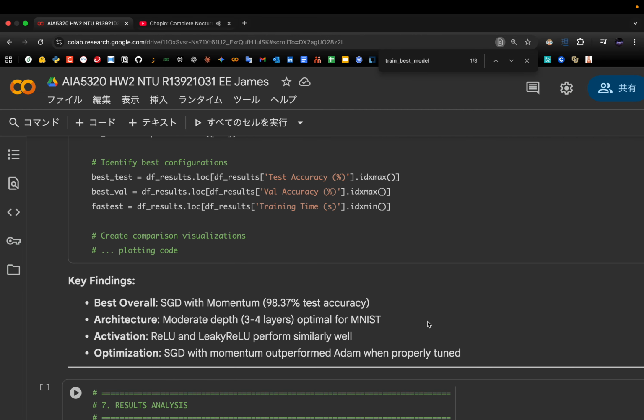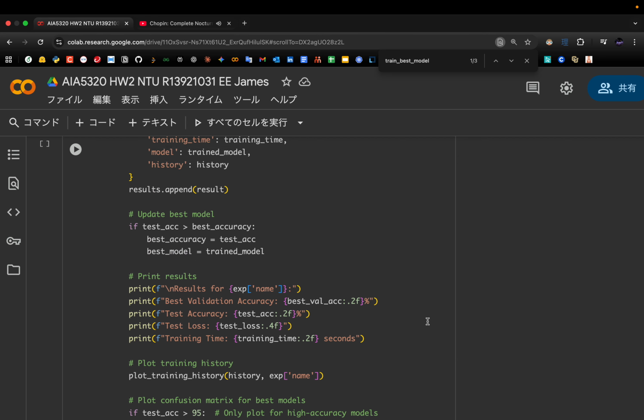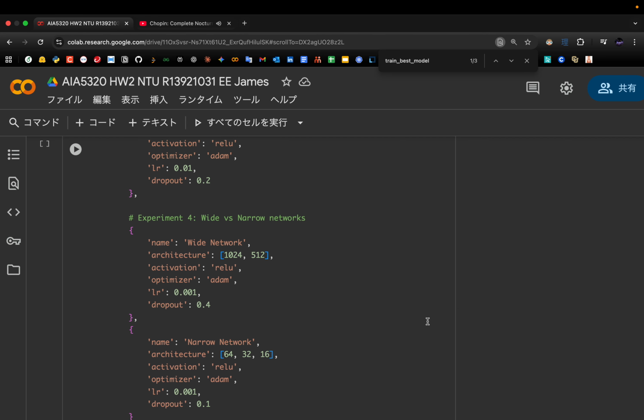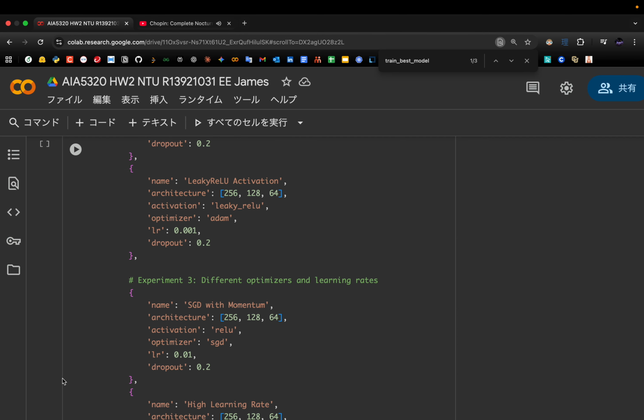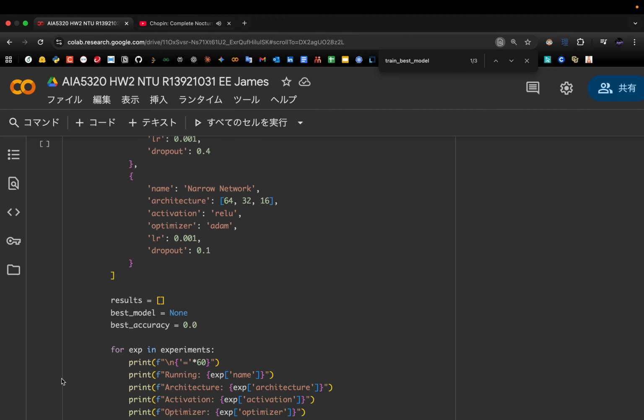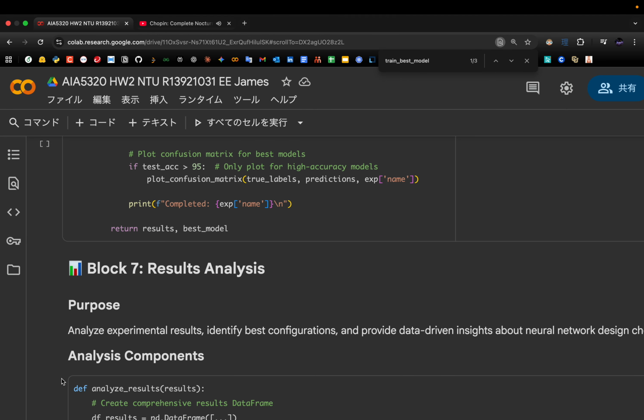So we run our training code. I'm not going to run this. It took around 1 hour on the T4 GPU provided by Colab.